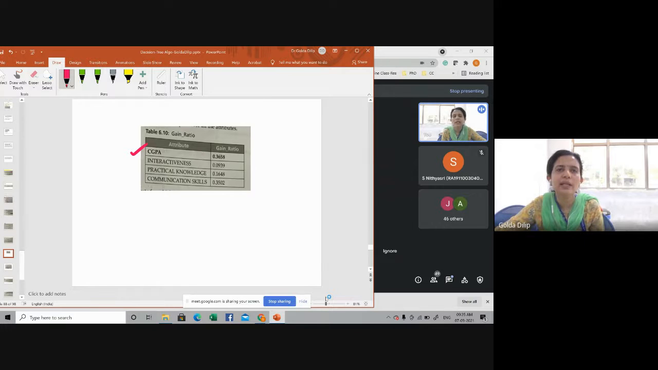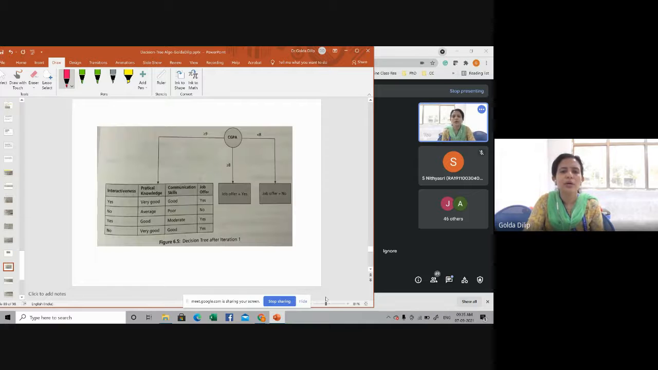Previously, for ID3, we selected the one with the maximum information gain, which helps you reduce the entropy, the disorderness or uncertainty of the system. In the same way, here we have the gain ratio, so the one with the highest gain ratio. Fine. So this is the partial decision tree with CGPA at the root node.